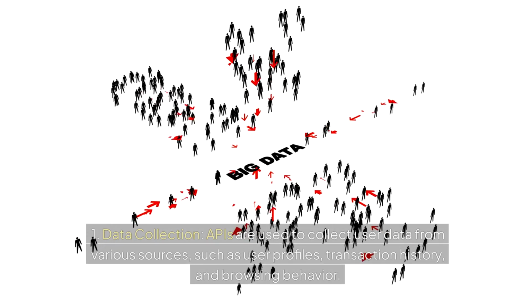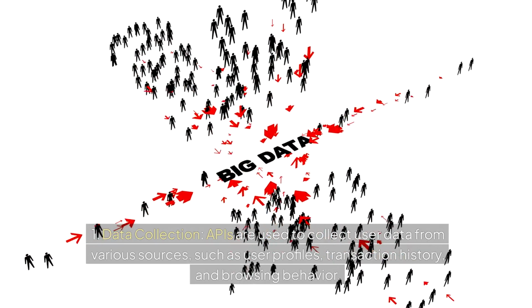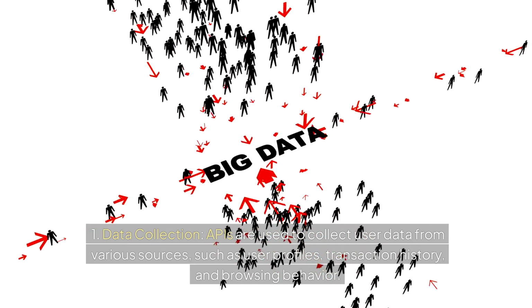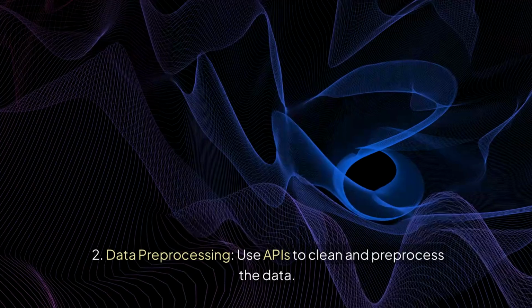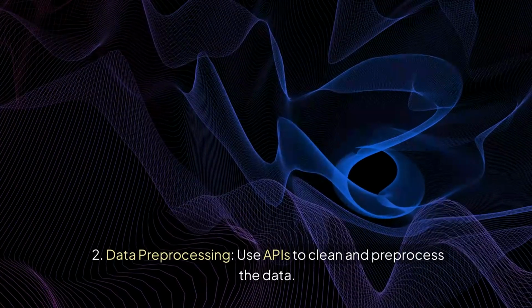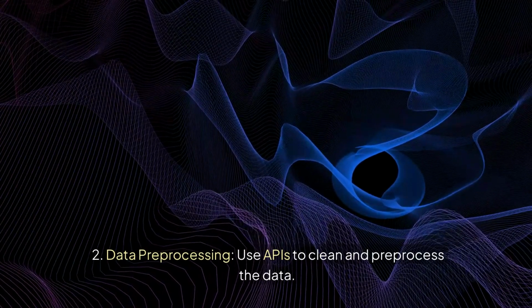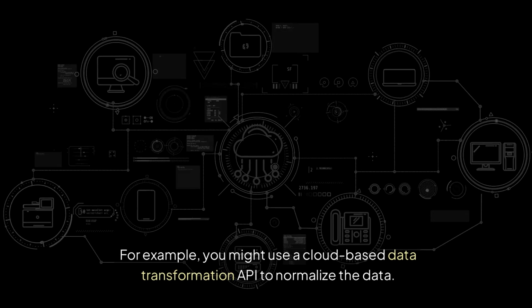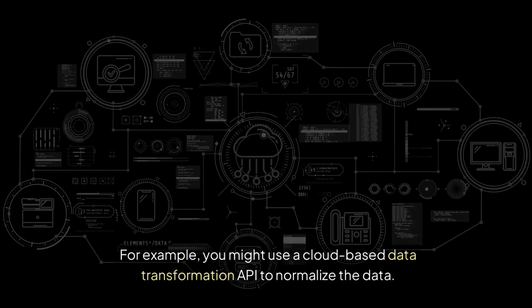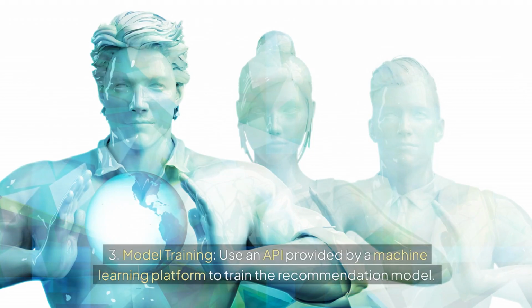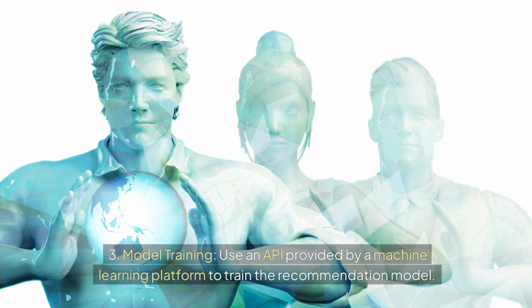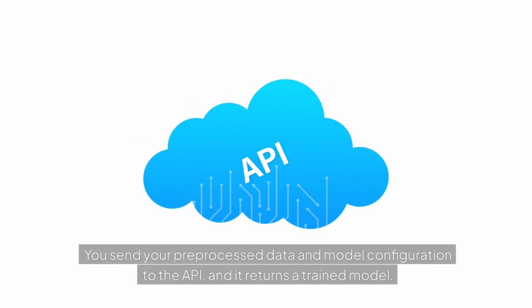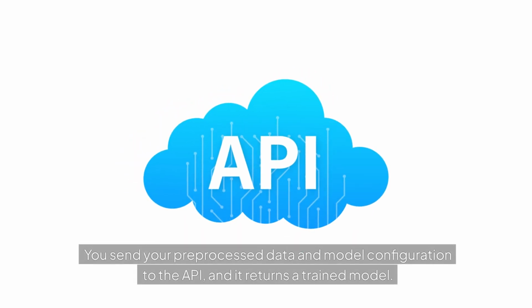1. Data collection. APIs are used to collect user data from various sources, such as user profiles, transaction history, and browsing behavior. 2. Data preprocessing. Use APIs to clean and preprocess the data. For example, you might use a cloud-based data transformation API to normalize the data. 3. Model training. Use an API provided by a machine learning platform to train the recommendation model. You send your preprocessed data and model configuration to the API, and it returns a trained model.